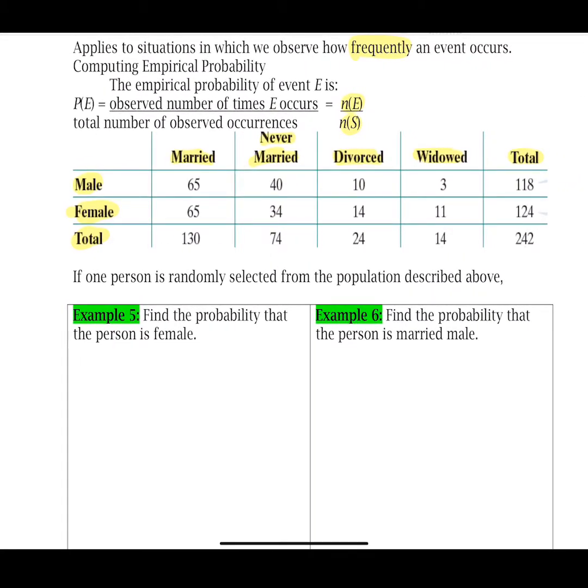So what I'm going to do is erase all of this. Find the probability the person is female. Again, I start with my sample size. My sample size always goes in the bottom. Sample size is how many do I have altogether? How many people do I have altogether? So the sample size, there are 242 people. Do you see that? Out of them, how many are female? So I have female, female, female, female. But what's the total number of females? 124. So the probability is 124 over 242.